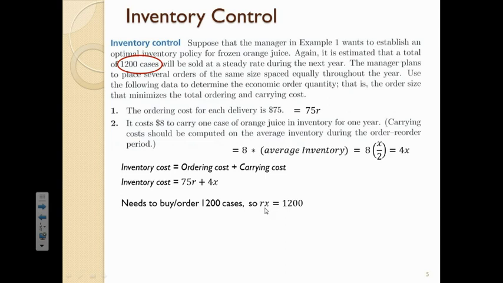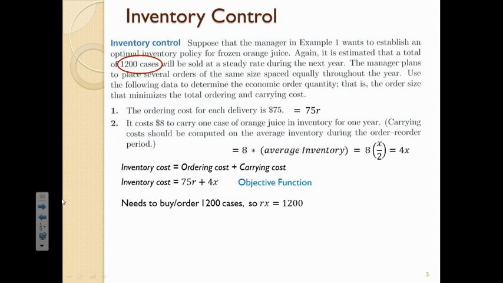And without knowing what it is, suppose we made 10 orders per year. Well, we know we'd have to order 120 cases each time to get 1,200 cases per year. So this is something you're never told, but it's something that you just should know. The number of orders times the quantity per order will equal something, and usually you're told what that is, in this case 1,200.